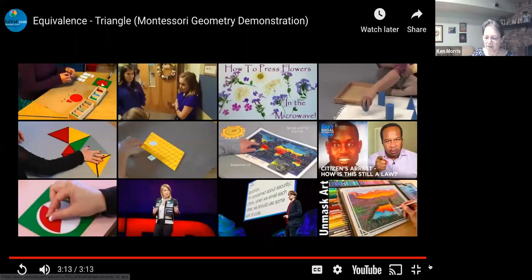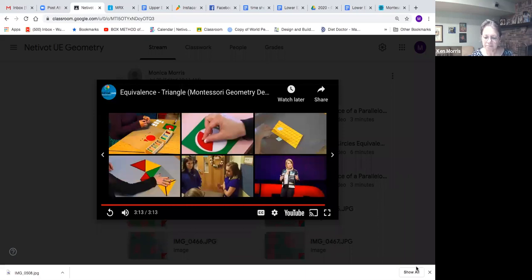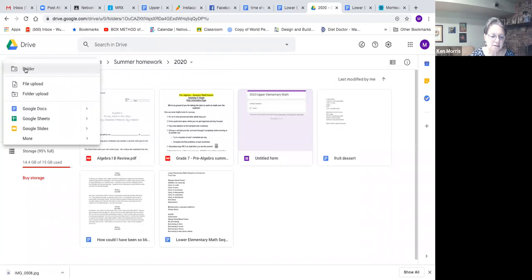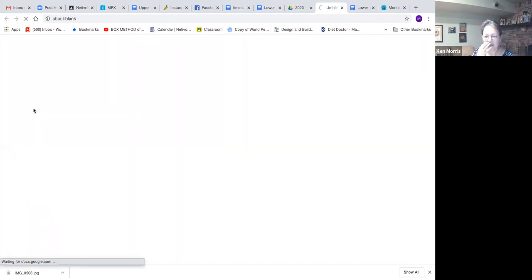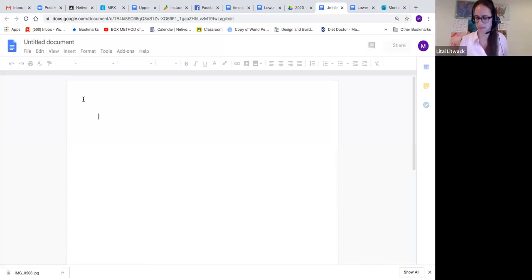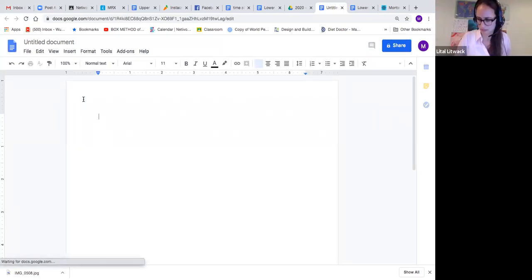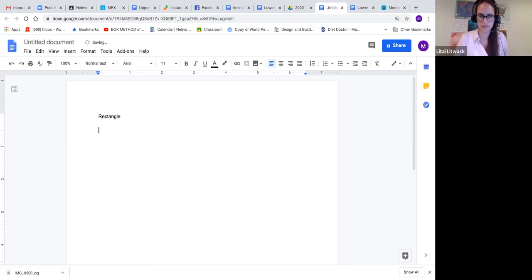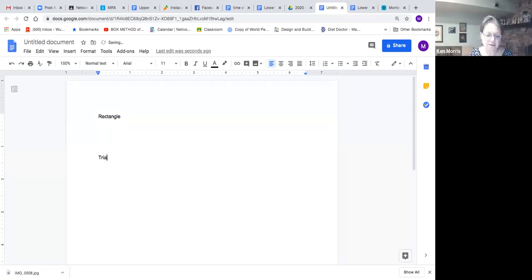Okay. So let's now, I'm going to open up a document so that we can take a look at what you would write down for the students, because you're now talking about 5th grade. And they can handle a lot. Okay. So we have the rectangle, and then we have the triangle.